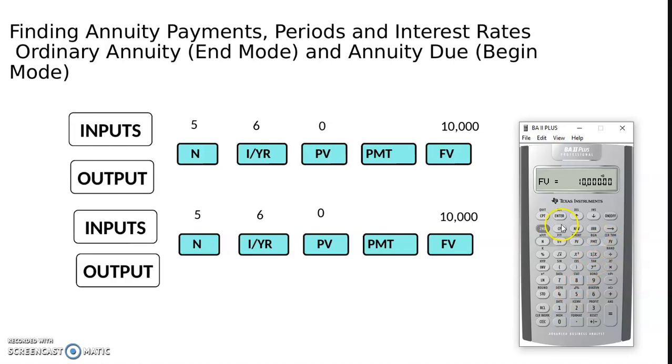and FV. I'm going to compute my PMT, which tells me that in case of an ordinary annuity, I would need to invest 1,773.96 every year for 5 years to be left with a future value of $10,000 at the end of year 5, given an interest rate of 6% per annum.